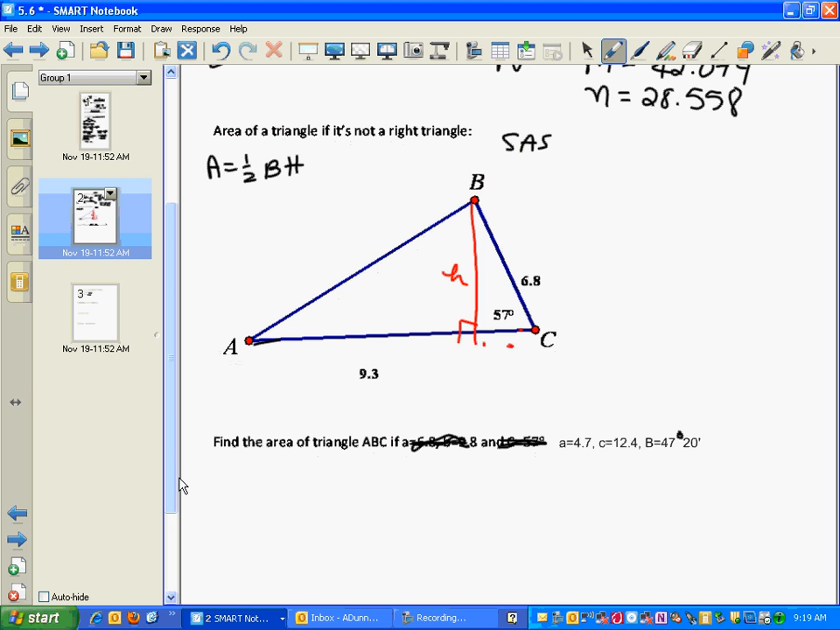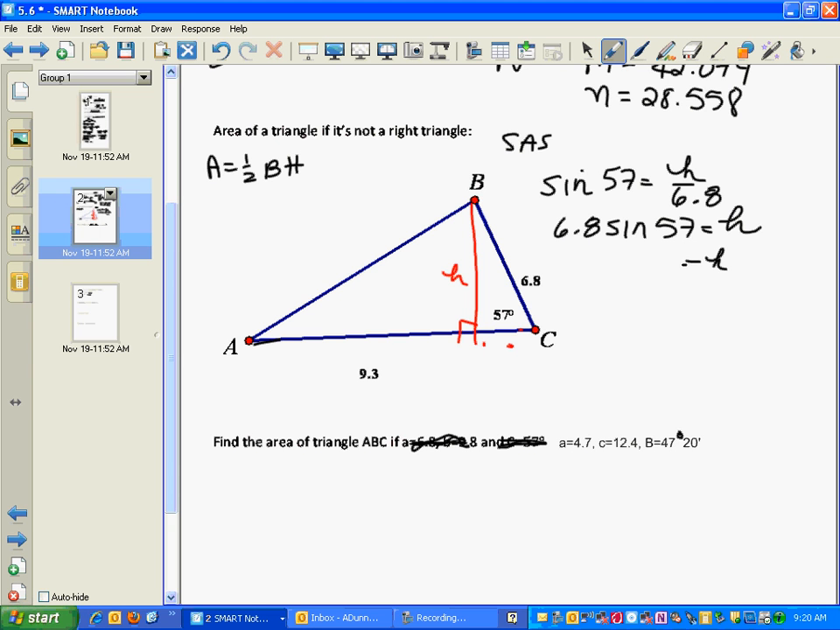So my question is, how do I find h? Because we now have this right here, what kind of a triangle? It's a right triangle. Okay, the sine of what is equal to? Absolutely. I can use my normal trig functions in a right triangle, can't I? So that means 6.8 sine of 57 equals h.